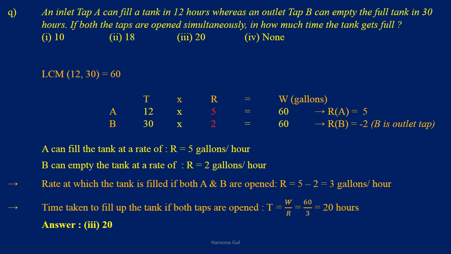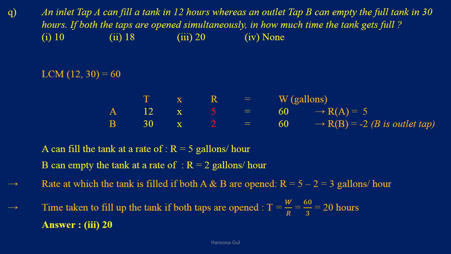An inlet tap A can fill a tank in 12 hours, whereas an outlet tap B can empty the full tank in 30 hours. If both the taps are open simultaneously, in how much time does the tank get full? Now, we will assume the capacity of the tank by taking the LCM of 12 and 30 hours, which is equal to 60. Therefore, W would be assumed to be 60 gallons, or the total capacity of the tank would be assumed to be 60 gallons.